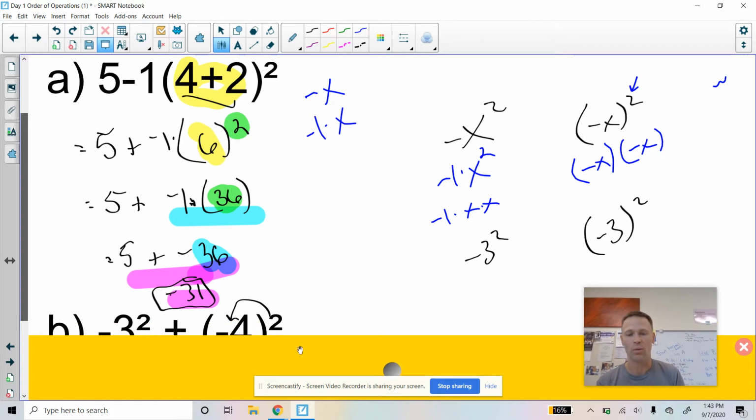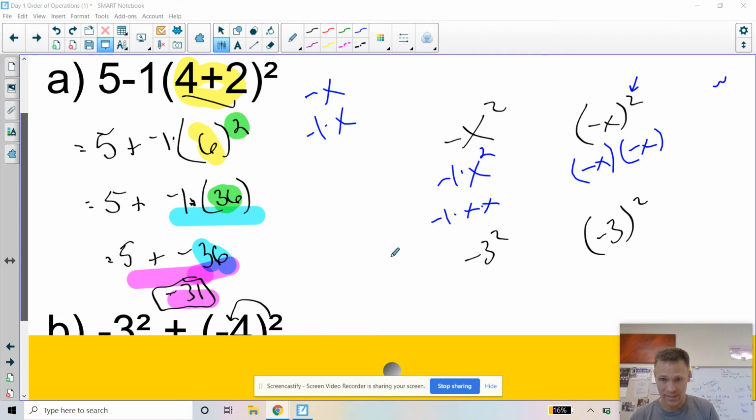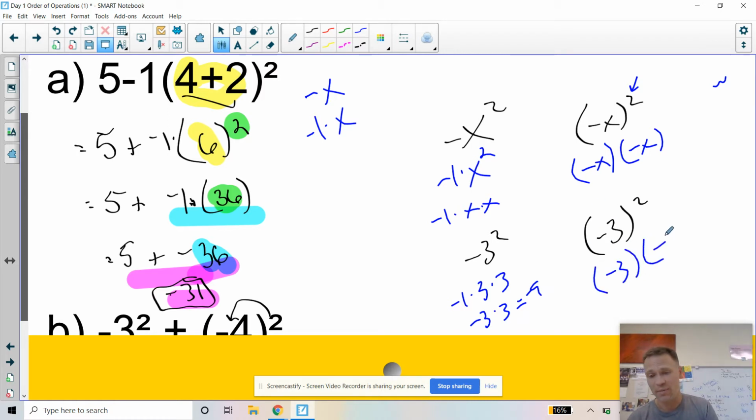What this means for this one with the -3 is that I have a -1 times 3 times 3. Well, that is going to be -1 times 3, which is -3 times 3, which is -9. But now that I add parentheses, this means -3 times -3. And a negative times a negative is a +9. So we get two different results. That is a very important thing to keep in mind, okay? With parentheses, it's positive. Without parentheses, it's negative.